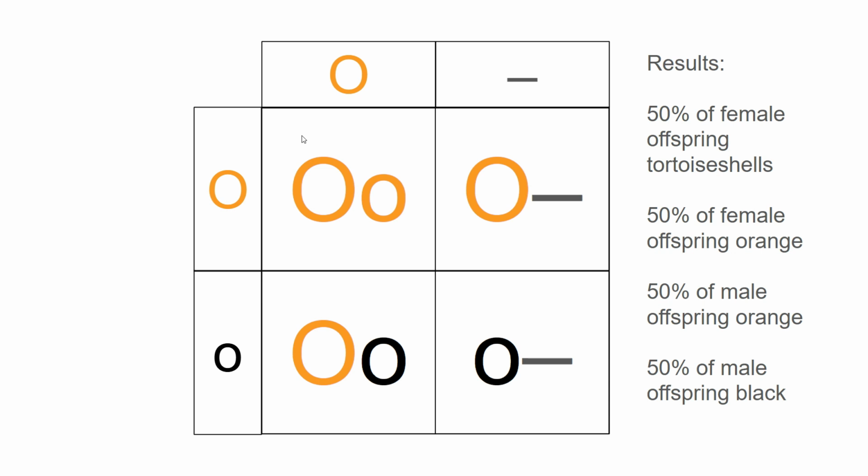Here's another example here. This is a tortoiseshell female and orange male. This would result in 50% female offspring being orange, 50% being tortoiseshell, and then 50% males being orange and 50% males being black.